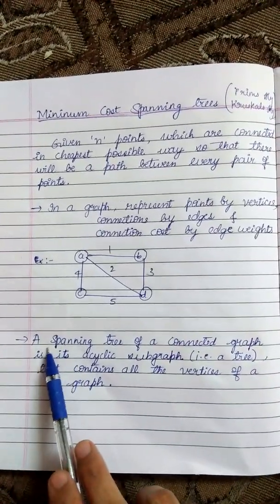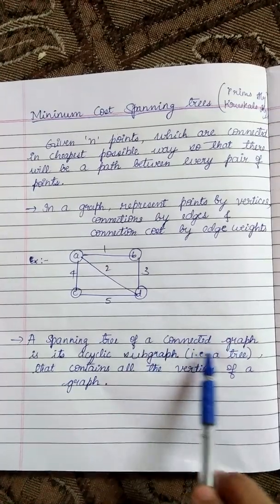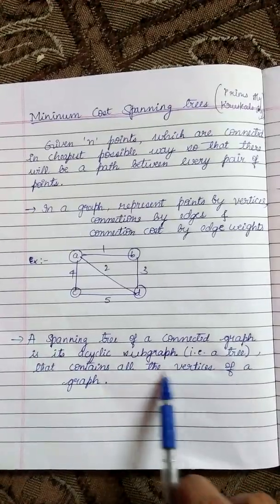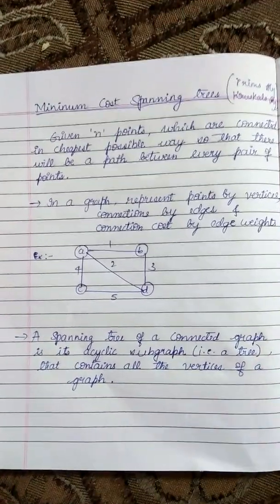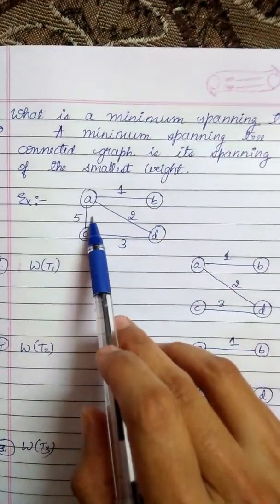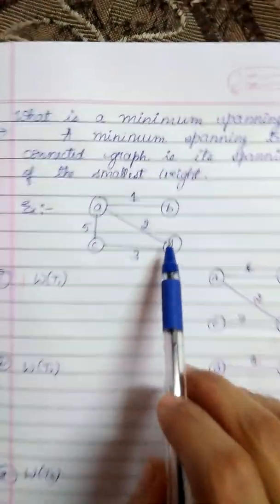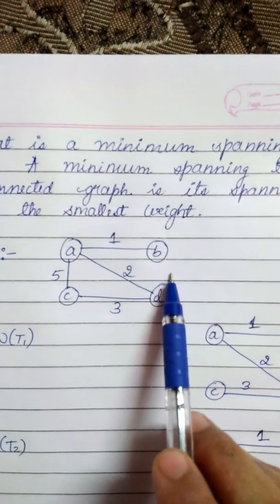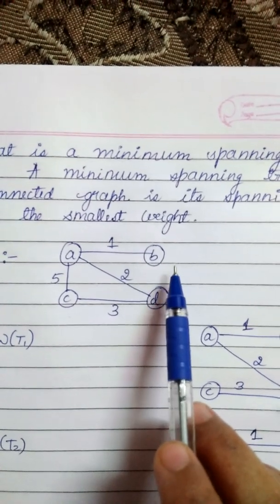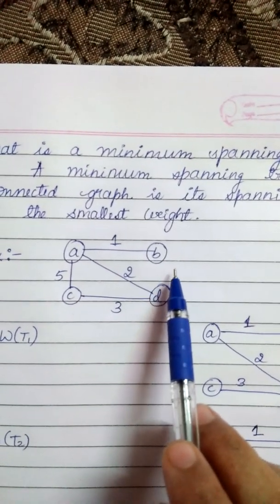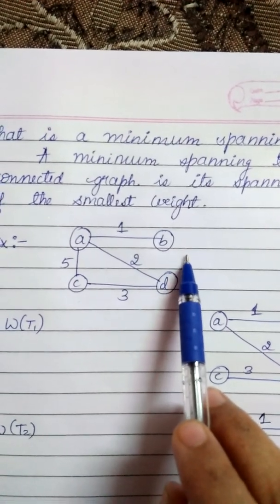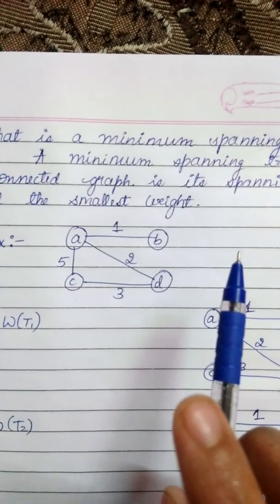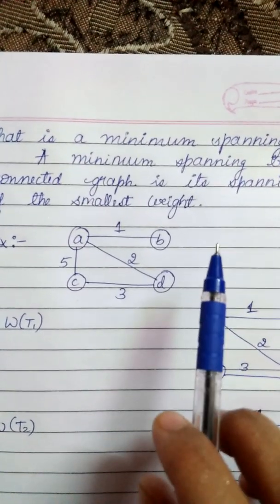The definition of a spanning tree is that a spanning tree of a connected graph is its acyclic subgraph, that is, a tree that contains all the vertices of the graph. We will see one example. Consider this particular graph. This is not a spanning tree. Why? As I have already told in the definition, for this graph to be a spanning tree, it should be acyclic, which means it should not form a cycle. That is the first condition. The second condition is that it should contain all the vertices.